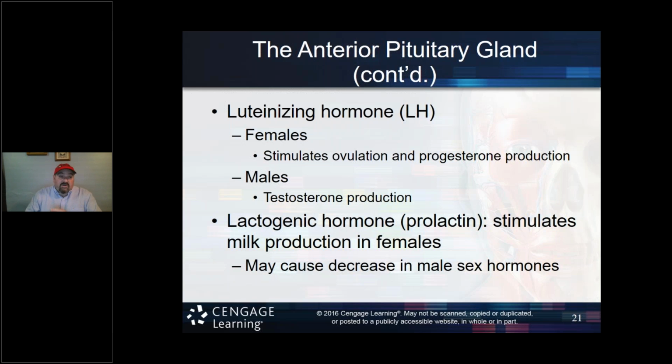And then in males, it stimulates specific cells present within the testes in order to increase testosterone production. Okay? Now, prolactin. When we hear this term prolactin, we're thinking in terms of lactation, right? Stimulating milk production within the females. As far as prolactin is concerned, it may cause a decrease in male sex hormones. But for a lactating female, this will stimulate milk production.